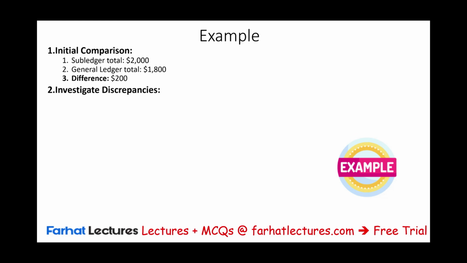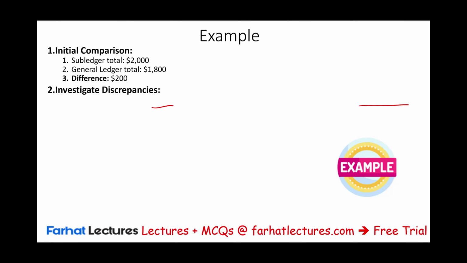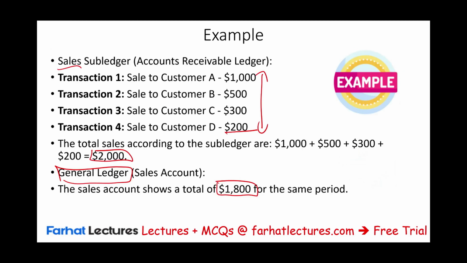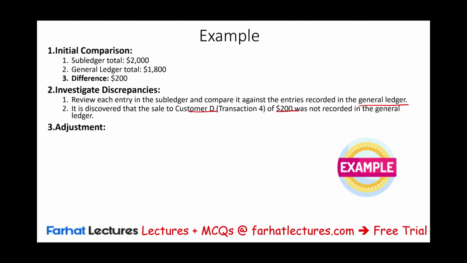You investigate this discrepancy. You would review each entry in the subledger and compare it against what's recorded in the ledger. So you would say something like this. Customer A, $1,000, it's there. Customer B, $500 is there. Customer C, $300 is there. Most likely this transaction was not recorded, but this is what you will do. Again, this is time consuming if you are using a manual system. It's discovered that the sale to customer D was not recorded in the general ledger. What do you do now?